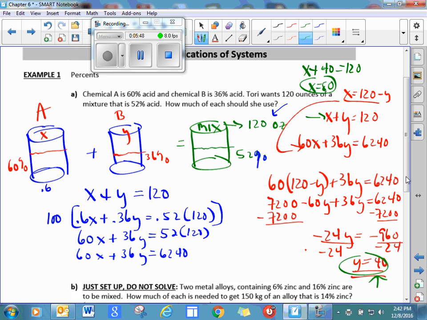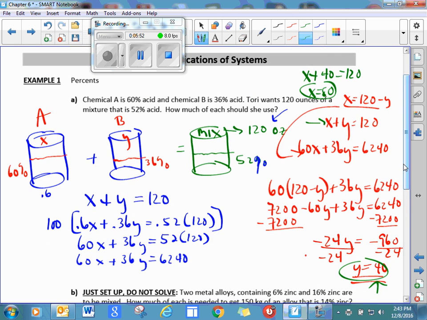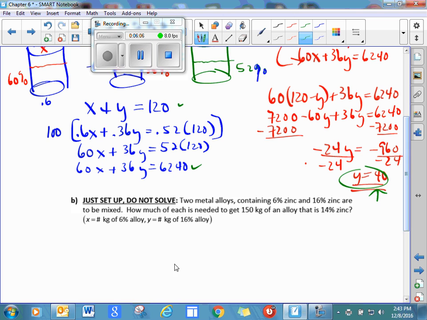So on B, they're asking you just to set it up, not to solve it, just set it up. So basically, you're going to draw your picture like I did. You're going to create your two equations like we did up here. This is one of the equations, and this is the second equation. And that's all I want you to try to do for part B. And then we'll come back together and talk about it in class.